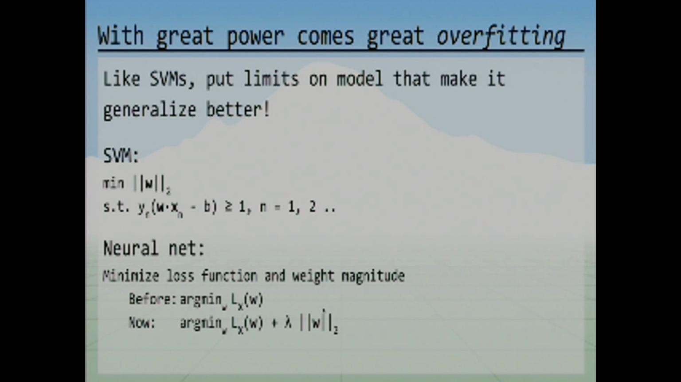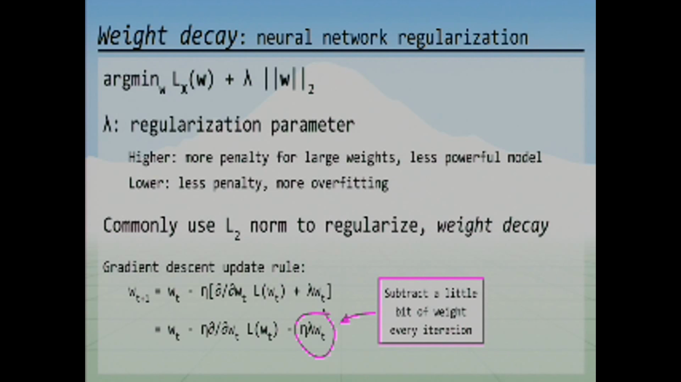So what we want to do is minimize this joint loss function where we have both the loss of our model and also the L2 norm of these weights. And we're going to use this parameter lambda as a scaling factor between how much we care about minimizing the loss and how much we care about minimizing the L2 norm of the weights. So now if we think about what this means for our weight update function, we have this lambda, which is our regularization parameter. If we have a higher lambda, we have more penalty on these larger weights. We have a less powerful model. If we think about a lower lambda, we have less penalty and probably more overfitting.